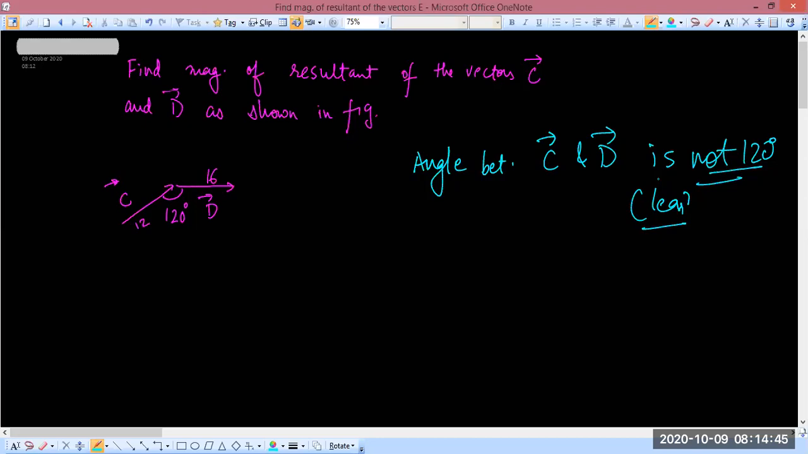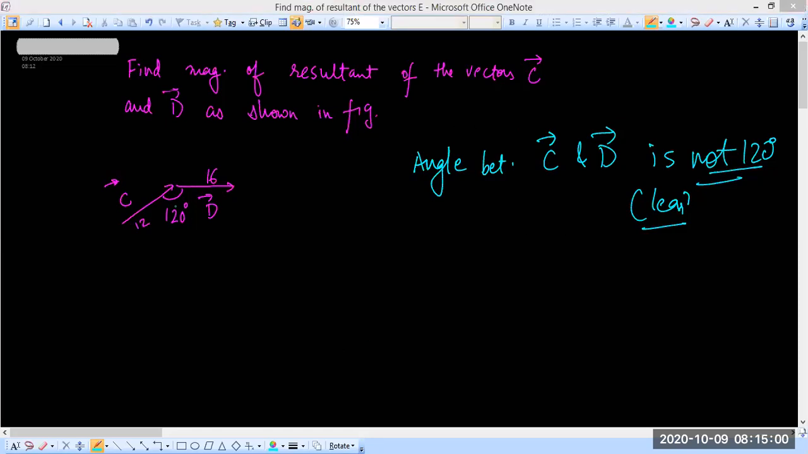Don't go by appearances, use your brain. That is what is applicable here if you think about it. The diagram shows 120 degrees. That is to confuse you, that is to test your concepts. The angle cannot be measured this way.